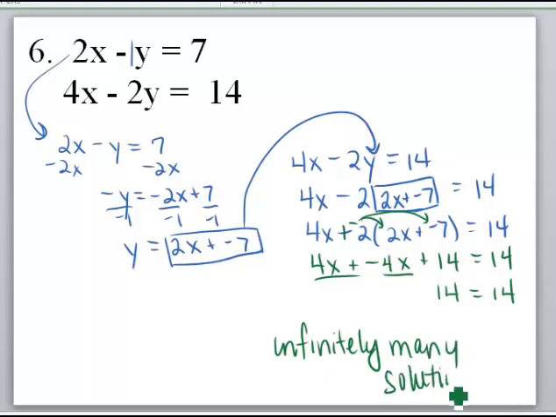Another way you can tell if you have the same line is if you solve both of these for y, you would see that you get y equals 2x minus 7 for both of them. But having this true statement also means that there's infinitely many solutions.